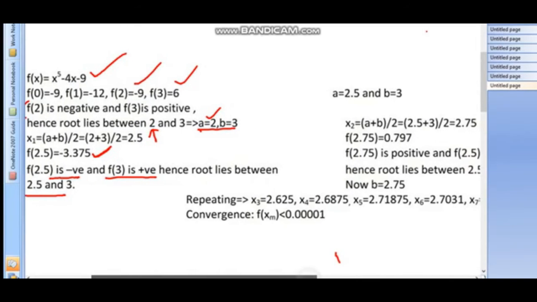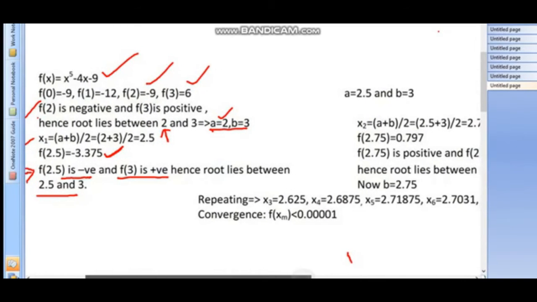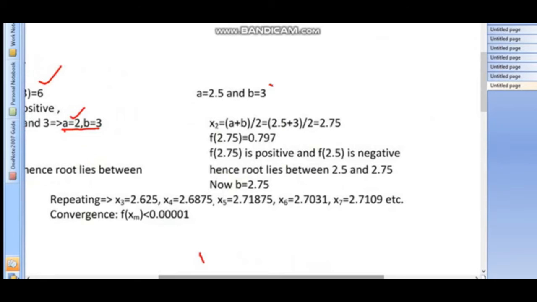Then we have to replace this a with 2.5 and b equal to 3. Again you calculate the midpoint. So x2 will be equal to (a plus b) by 2, which is (2.5 plus 3) by 2, which will give you 2.75. Now what is f of 2.75 that you had to calculate? F of 2.75 will give you 0.797.